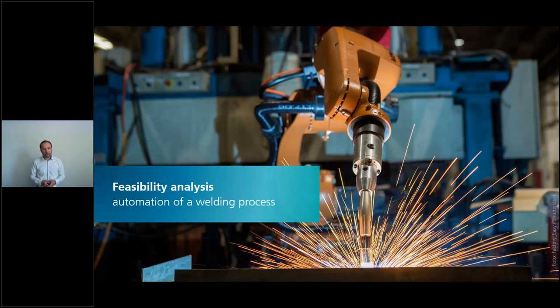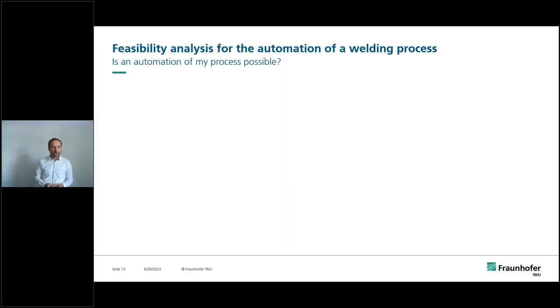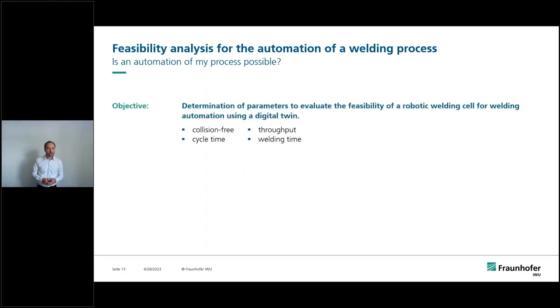So for one of these examples, I want to go into detail now. I have chosen the feasibility analysis in an early stage of our development process. And here we see the feasibility analysis of automation of a welding process. So we had a customer that had a part for which he would like to have an automation solution. And the question was if this process is automatable, and if it is, how he could do this. So the objective was to determine several parameters for the feasibility of a concept for a robot welding cell.